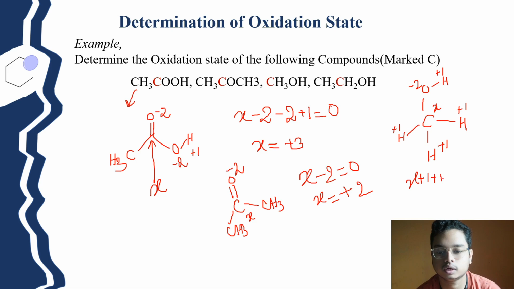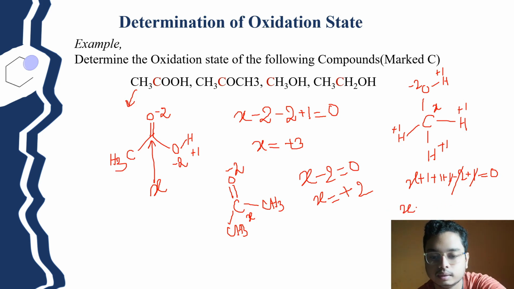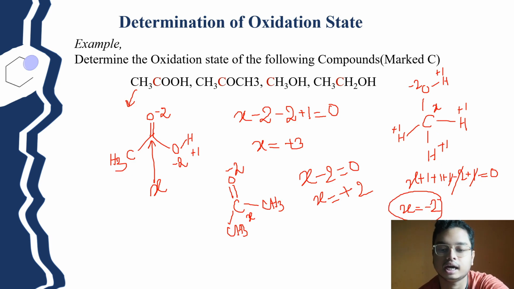So X +1 +1 +1 -2 +1 equals 0, since it is a neutral compound. We simply calculate here, and we observe that X will be -2 in the case of methanol. So the carbon oxidation state will not always be positive; sometimes it will go negative also. Methanol is done. Now we are talking about ethanol.